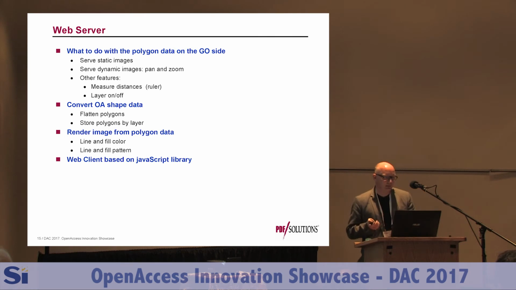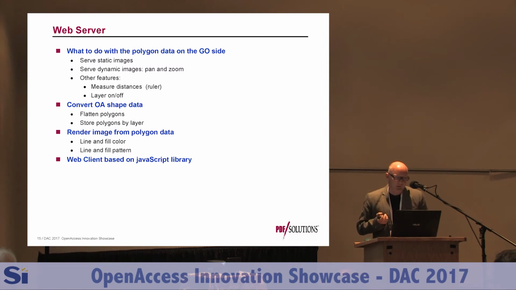So now let's talk a little bit about the web server. What do we want to do with the polygon data once we have it on the Go side? One way is, of course, serving static images, but it's kind of boring. We would like to probably do something with dynamic images, meaning we'd like to pan, zoom, maybe measure, or maybe turn layers on and off and so forth. So let's look at this a little bit more.